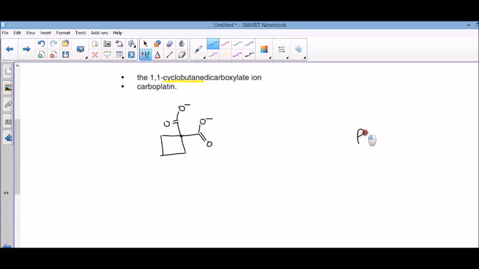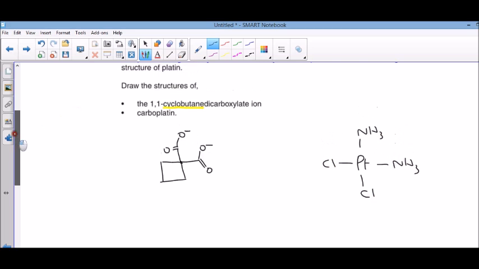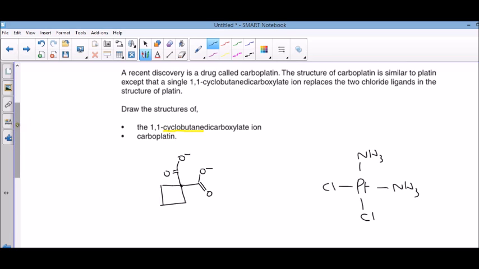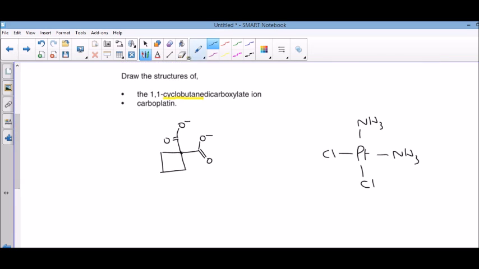So remember, this is the platin that we drew earlier. Okay, and it says 2 chloride ligands are replaced. So I'm going to get rid of them. And we're going to put on those oxygens from the cyclobutane dicarboxylate ion, like this. That's a terrible square, but never mind, because that's going to get me the mark.